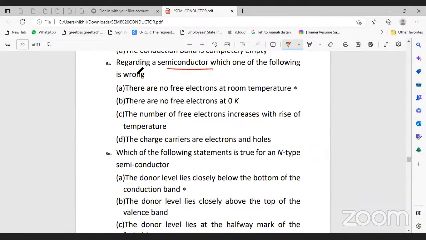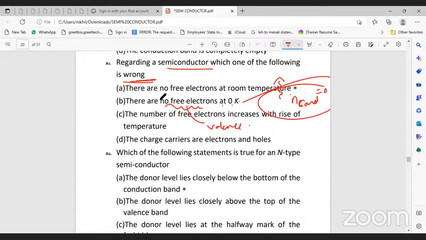Regarding a semiconductor, which one of the following is wrong? There are no free electrons at room temperature. At room temperature, you have given temperature, so there will be a number of charge carriers created. There are no free electrons at 0 Kelvin. Correct. At 0 Kelvin, there will be no free electrons in the conduction band, but there will be electrons in the valence band. Conduction electrons will be 0, but the valence electrons will exist, and they are telling no free electron. So this is the wrong.